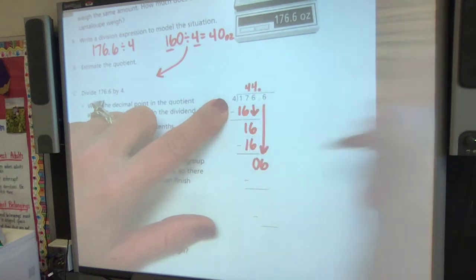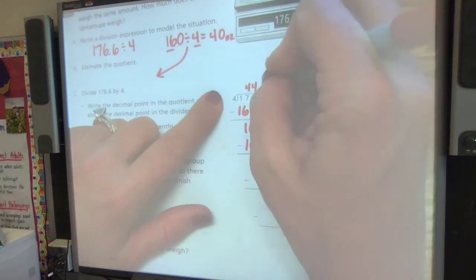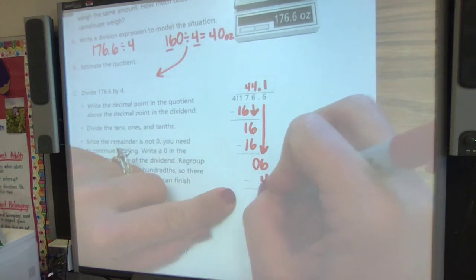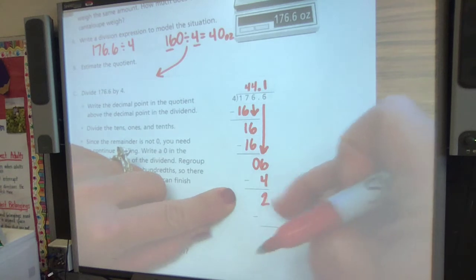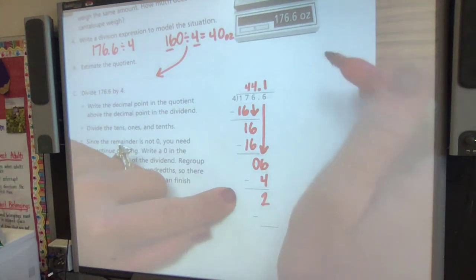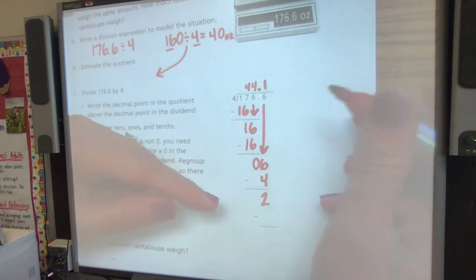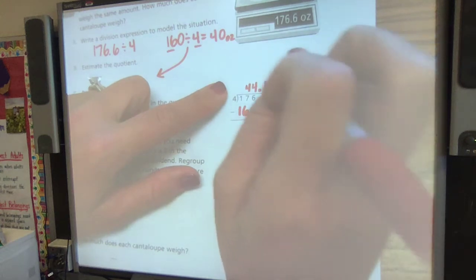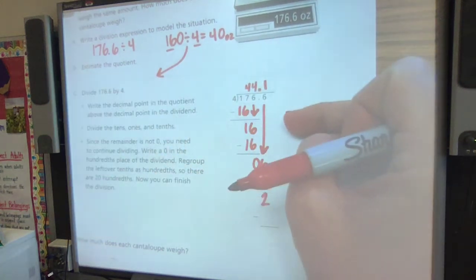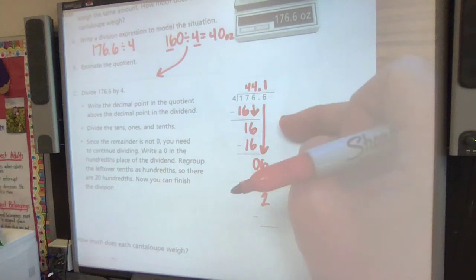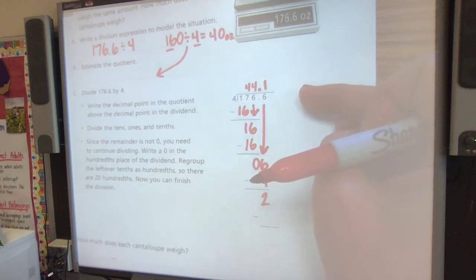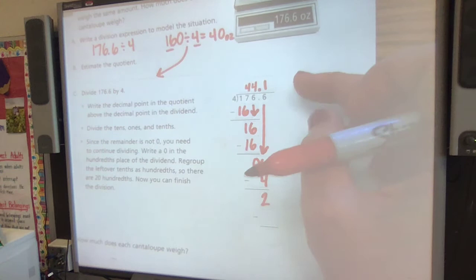4 goes into 6 one time, because 1 times 4 is 4, and I get 2, but there's nothing left to bring down. So you might think, well, when we've done this before, we just say it's a remainder of 2, but this is a decimal. We have to have an exact answer. That's what this decimal is giving us, an exact answer. When you're talking about money, you don't say, I have 44 remainder $1. You don't say that. This is an exact amount.